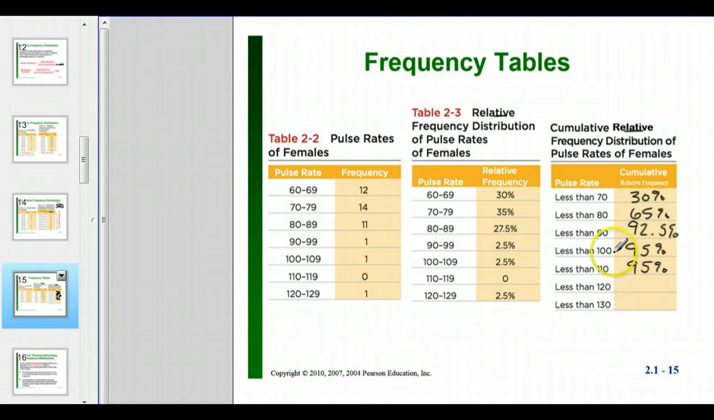Oops, I got off one. 30, 65, 92.5, 95. Oops, yeah, I should be at 97.5. Then adding nothing to that still keeps me at 97.5. And then finally adding the last one should get me to 100.